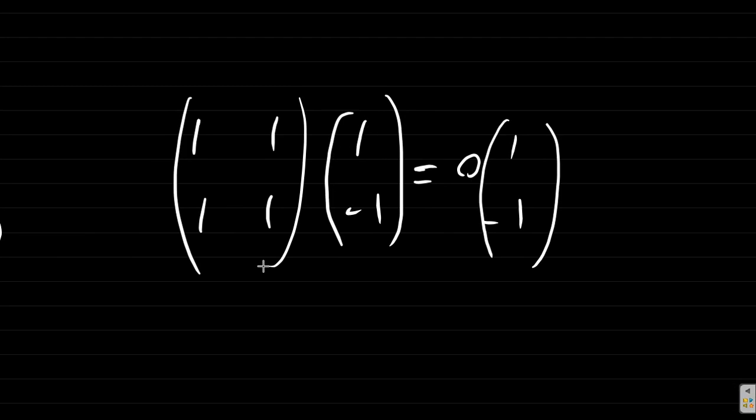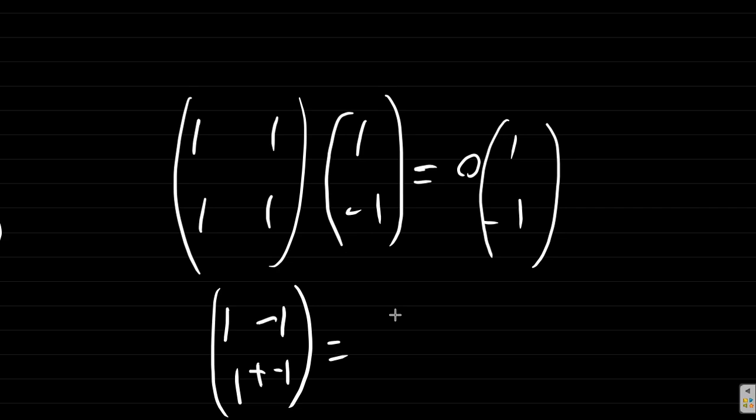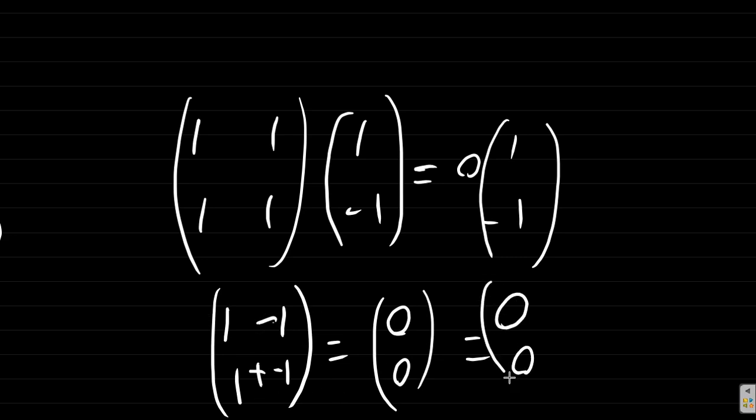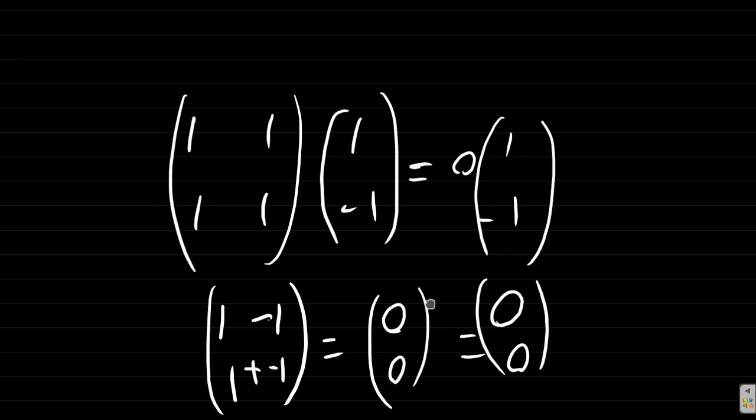Now 1 times 1 is 1, plus 1 times negative 1 is negative 1. 1 times 1 is 1 plus 1 times negative 1 is negative 1, equal to 0 times 1 is 0, 0 times negative 1 is 0. So here 1 minus 1 is 0, 1 plus negative 1 is 0. Okay, so that shows us what happened.